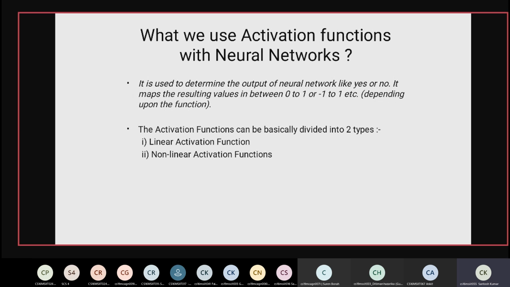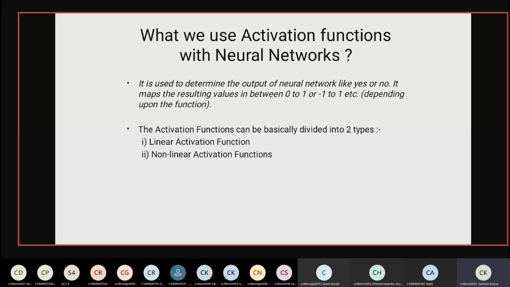Why do we use activation functions with neural networks? It is used to determine the output of the neural network, like yes or no, basically a binary option. It maps the resulting values between 0 to 1 or -1 to 1, etc., depending upon the function, that is whether the function is a linear or non-linear activation function. So there are basically two types of activation function: linear activation function and non-linear activation function.